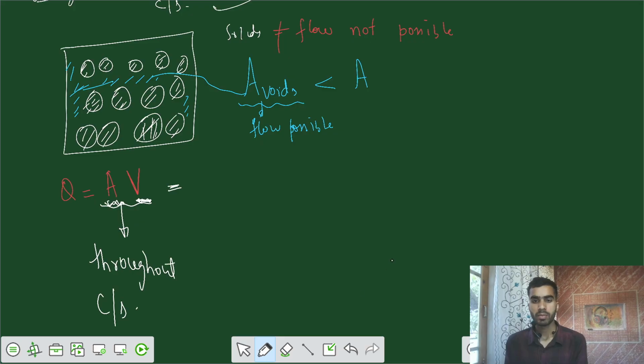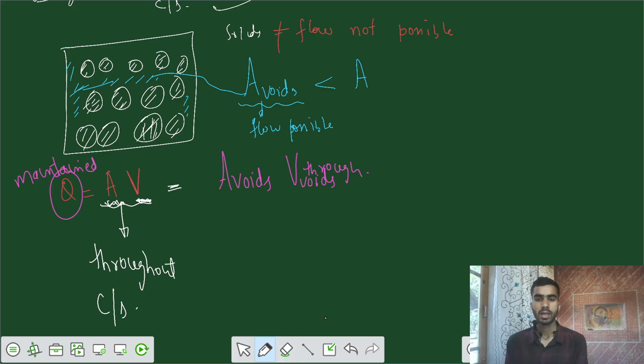Let's see the parameters. We are having some area of the voids through which the discharge is possible, and because of that there would be some velocity through the voids. So such that your continuity is maintained. Q has to be maintained, but that means your A and V have to be replaced by the actual scenario, that is, the area of the voids through which flow is possible and with some velocity through the voids.